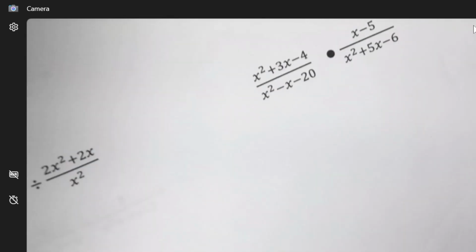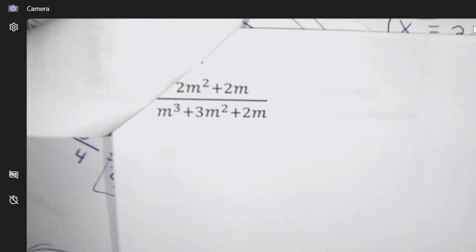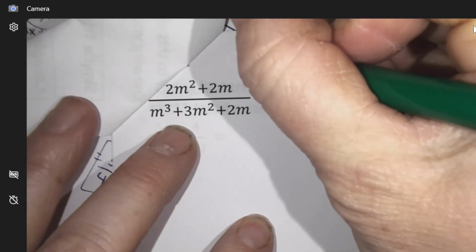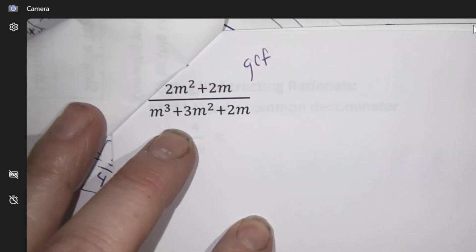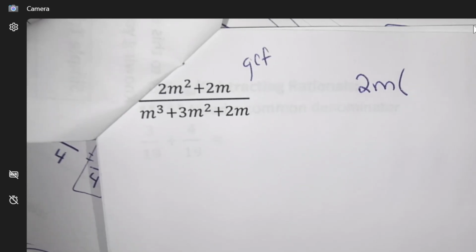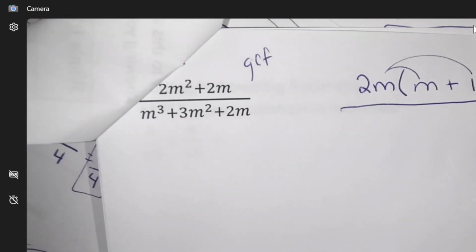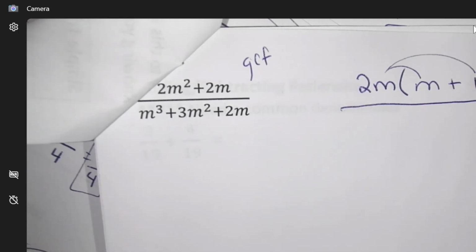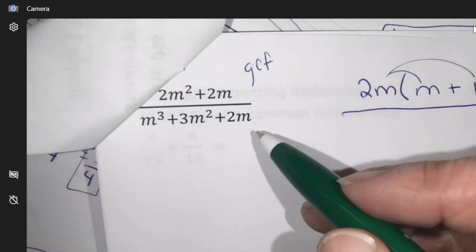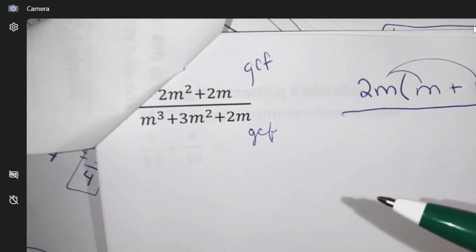Okay, one more question and then we're done. Okay, what do you see on the top? What kind of style? GCF. So what's common? 2M. So 2M times what? 2M times what? Okay, on to the bottom. I actually see a GCF again. There's 3 terms. They all have what in common? M.